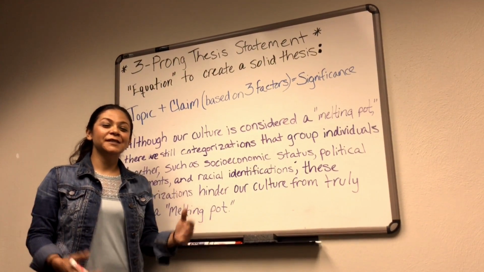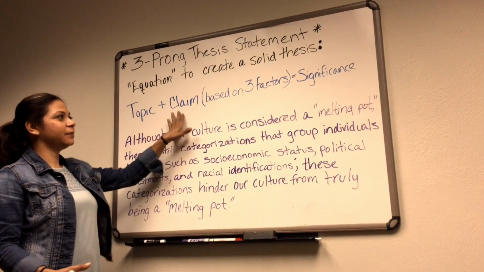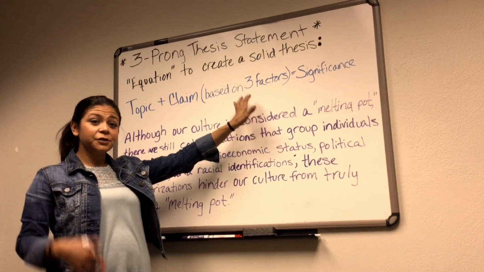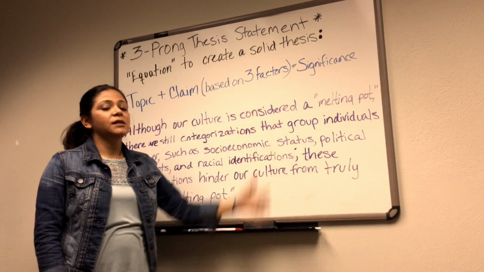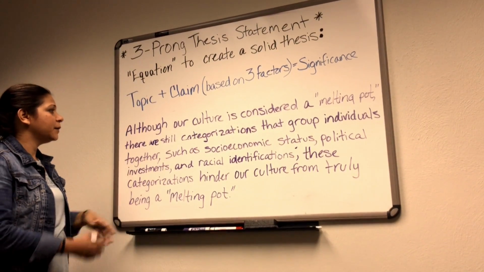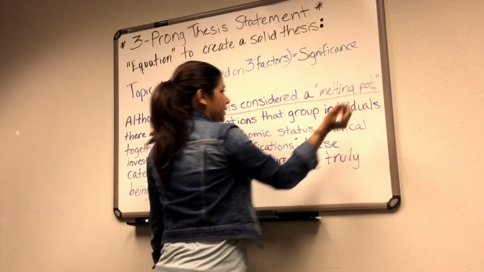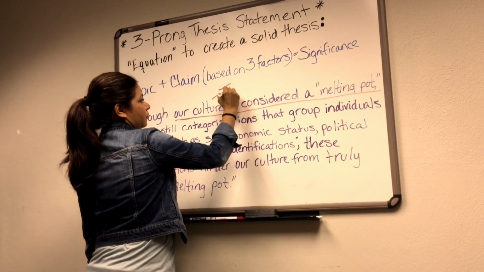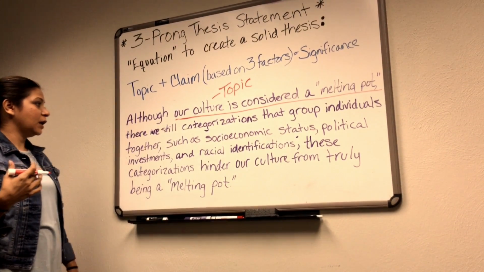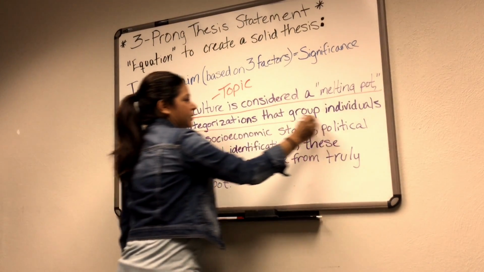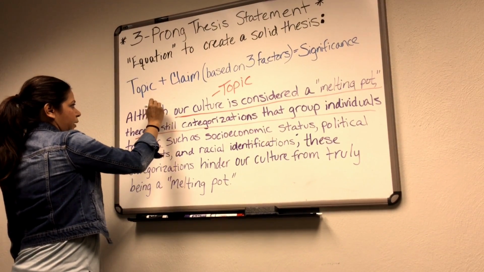Okay, so if we were to use this equation for creating a solid thesis statement, topic plus claim, based on your three factors or the three supporting details, and it leads to significance, we're going to dissect this statement. So our topic is that our culture is considered a melting pot. And the claim that I'm making is that there's still categorizations that group individuals together. Okay, so this is my claim.